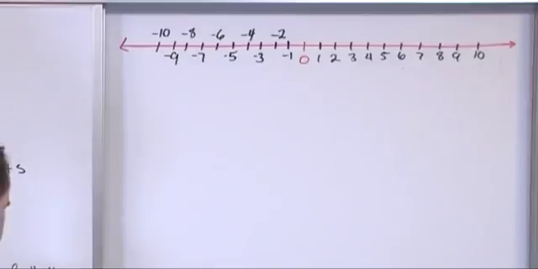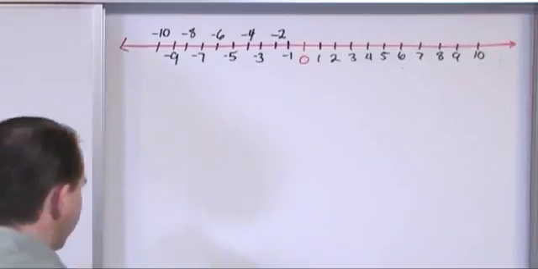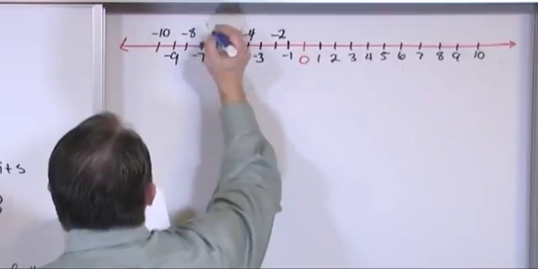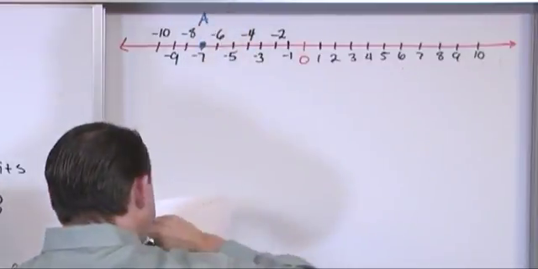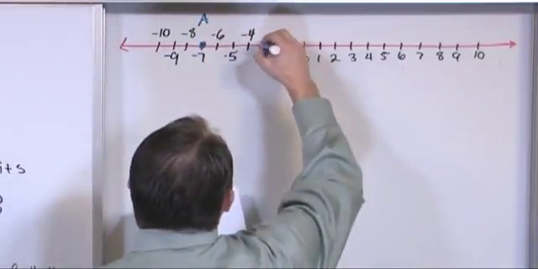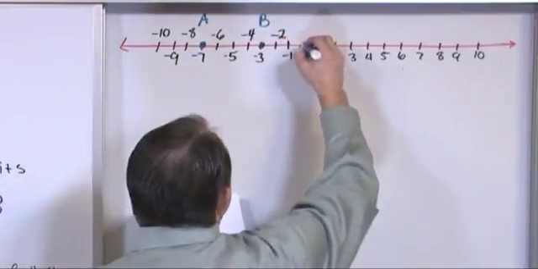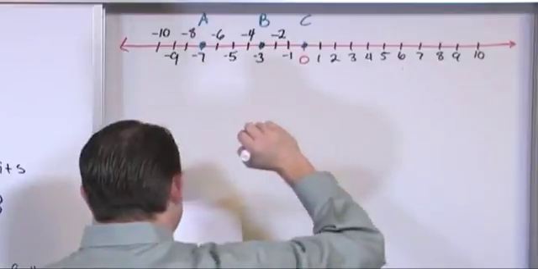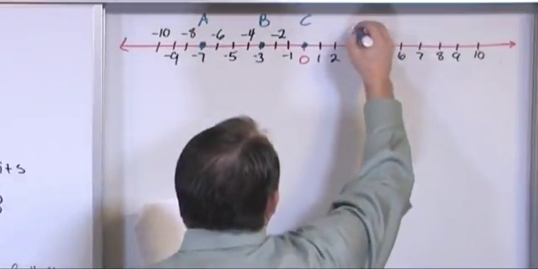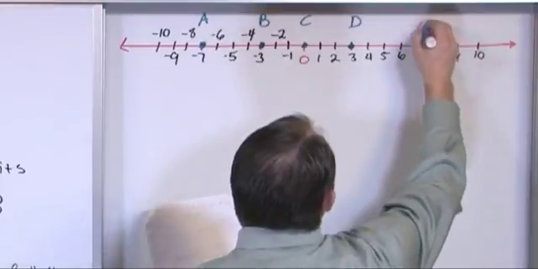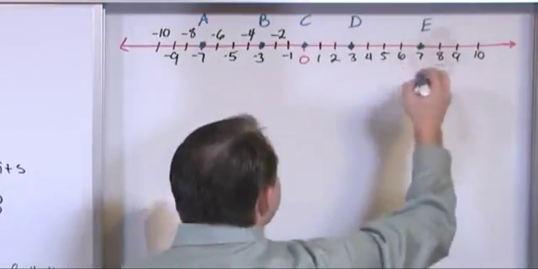So let's label some points here. Let's say A is at negative 7. So I'm going to put A right there. Let's say B is at negative 3, right there. Let's say C is at 0. Let's say D is at 3. Let's say E is at 7. And let's say F is at 10.